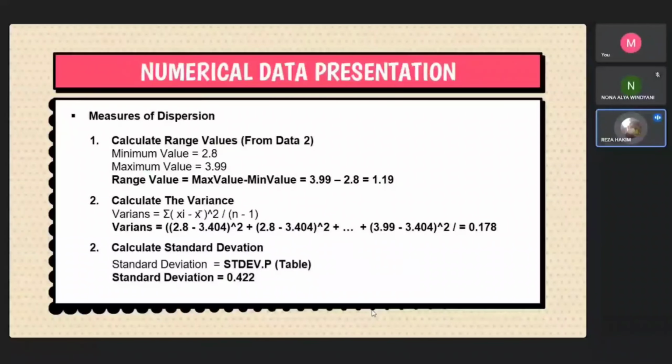And the second step is we calculate the variance, and we got the variance is 0.178. And the last step, we calculate the standard deviation with the formula STDEV.P, which is the Excel formula, and we got the standard deviation is 0.422.